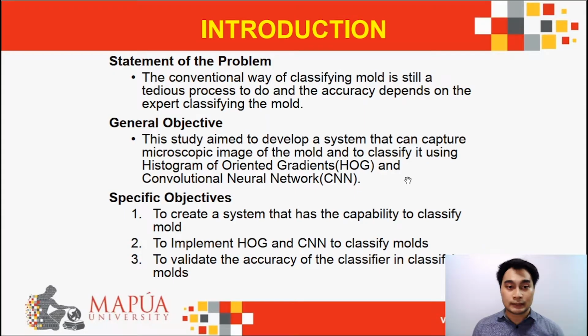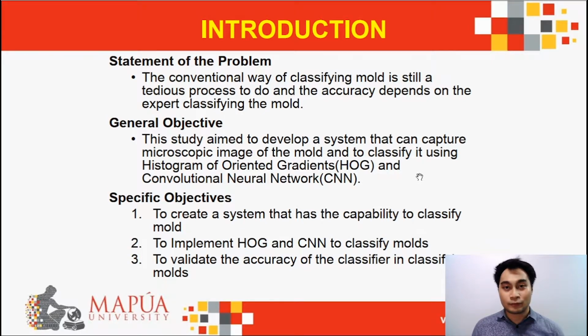First is the statement of the problem. The problem is that the conventional way of classifying mold is still a tedious process, and the accuracy of classification always depends on the knowledge and experience of microbiologists. Now, the general objective of this study is to develop a system that can capture microscopic mold images and to classify it by using histogram of oriented gradients and convolutional neural network.